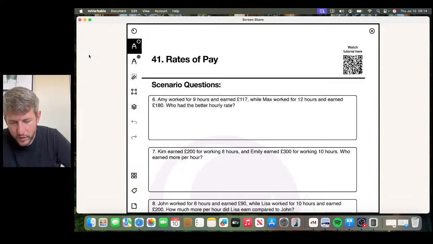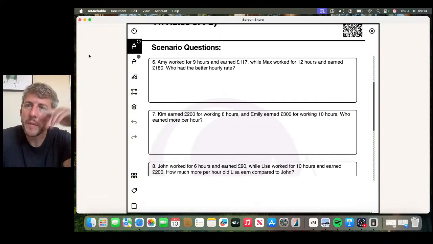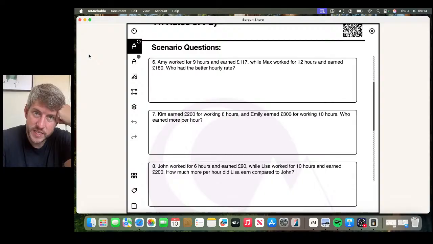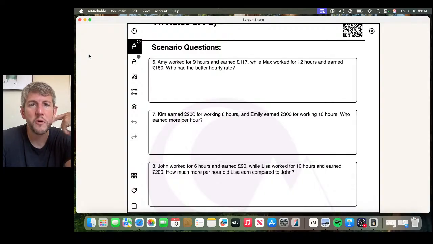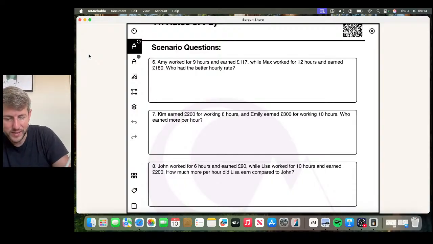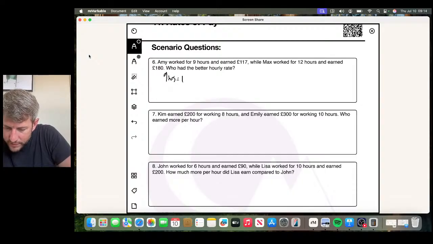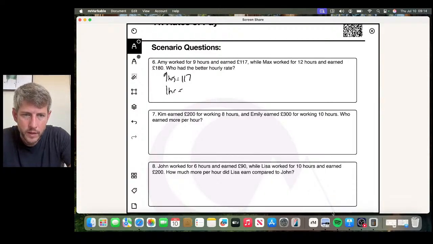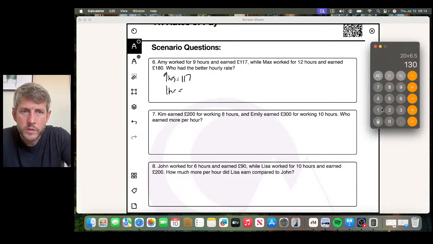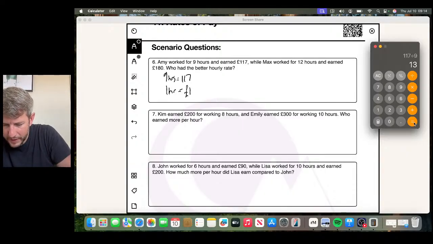Right, so question 6. Amy worked for 9 hours and earned £117. Max worked for 12 hours and earned £180. Who had the better hourly rate? So it's the same question, but we're doing it twice. Okay, so 9 hours equals 117. So 1 hour equals 117 divided by 9. Okay, so that'll be £13. So Amy's on £13 per hour.